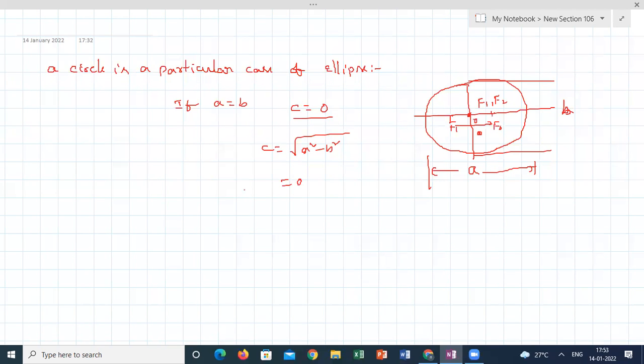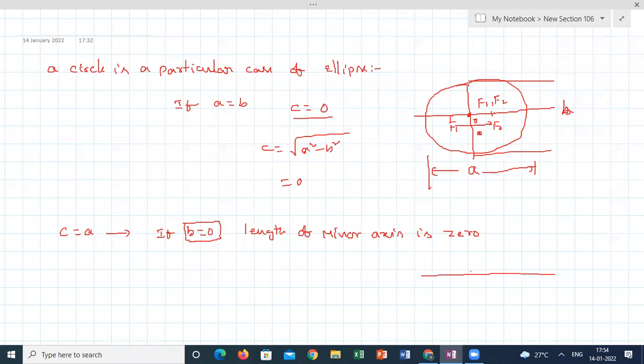So we can say that if the length of the major axis is equal to the length of the minor axis, the ellipse is known as a circle. Similarly, the ellipse will form a straight line if I take C equal to A. When B is 0, that is, the length of the minor axis is 0, then I can say C is equal to A, and you will get only a simple line.